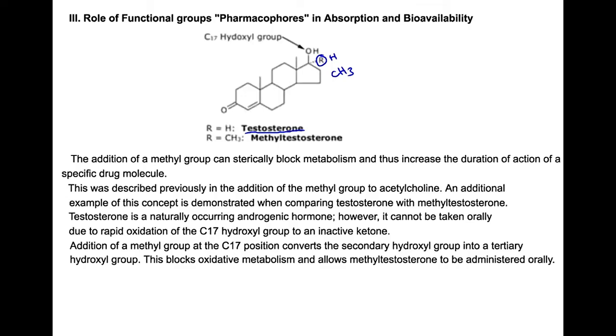Here, what happened? We find that the presence of the methyl group makes crowding in this area. And when it makes crowding, the metabolism through the action on the OH will not occur quickly. So testosterone has a shorter duration than methyltestosterone, because methyltestosterone has a metabolic blocker through the steric hindrance, a more crowding group, which is the methyl here.